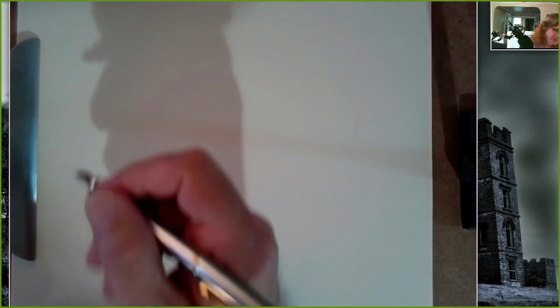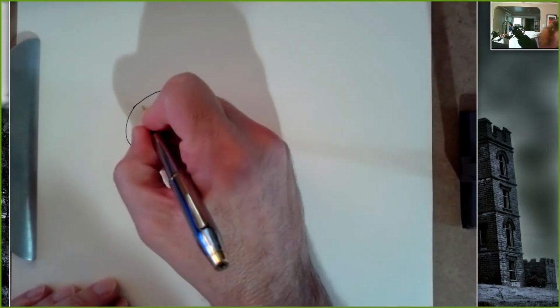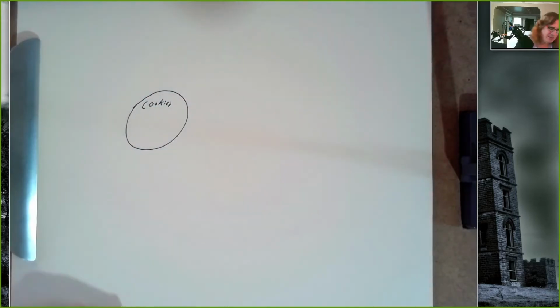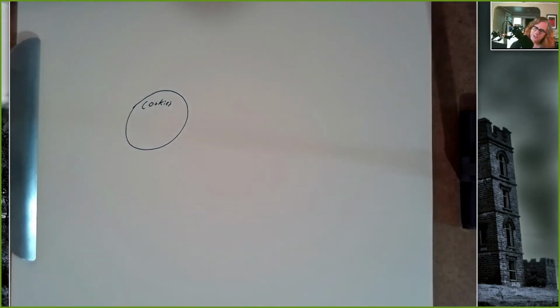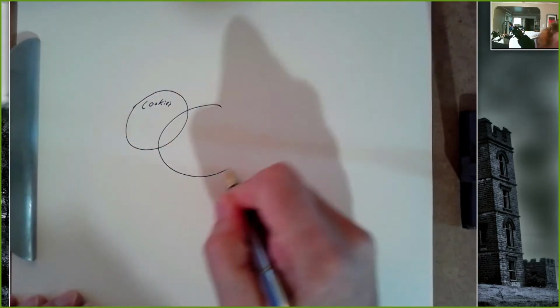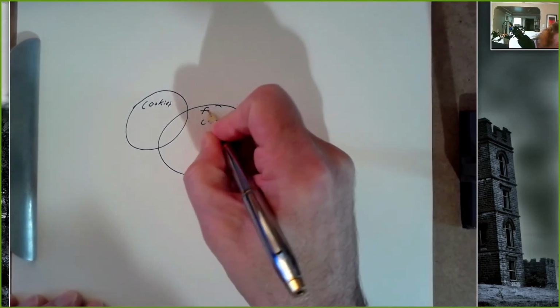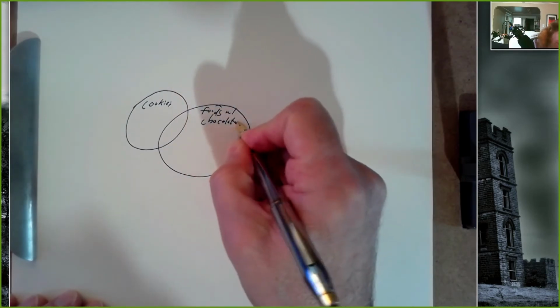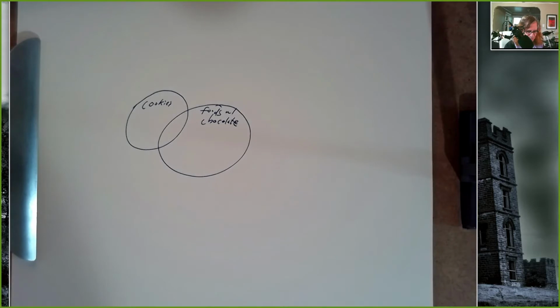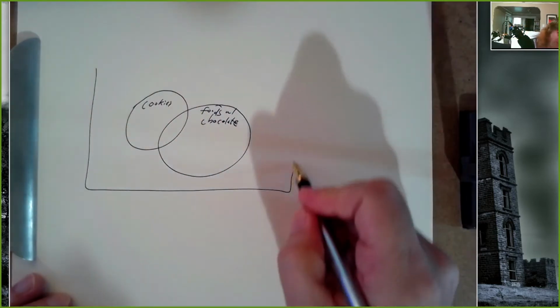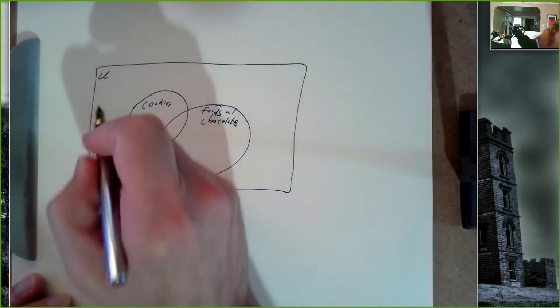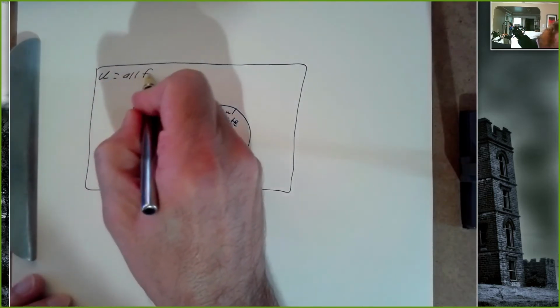So for example, we might have a set of cookies. And so this has chocolate chip cookies, sugar cookies, snickerdoodles, thumbprints, all these different things. And this might be the set of foods with chocolate in them. So candy bars and chocolate ice cream and things like that. And these might be elements of a much bigger set, which we can call the universe, which is the set of all food.